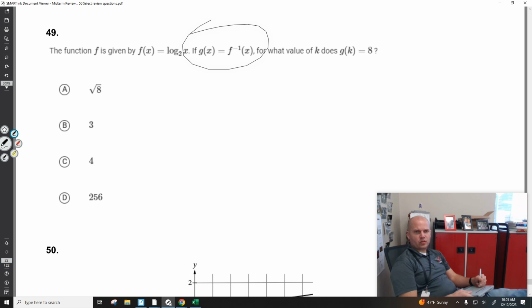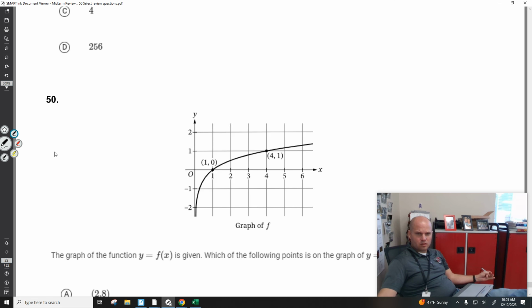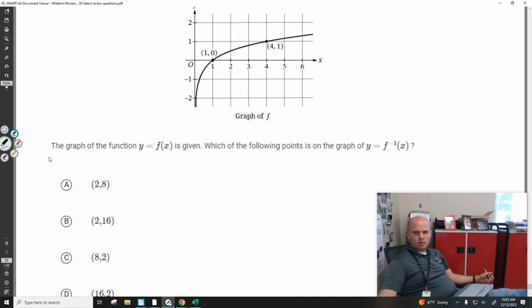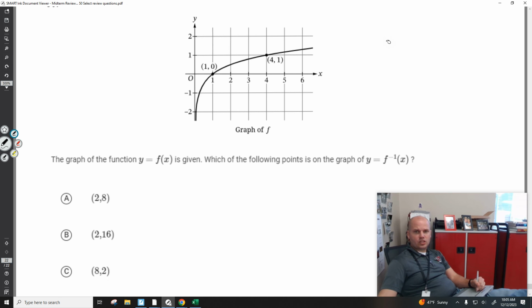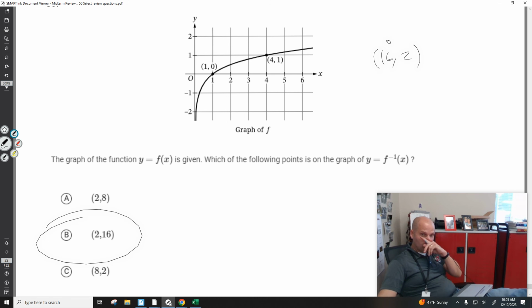If G is the inverse of F, G of x has to be 2 to the x. When does G equal 8? That's x equals 3. Zero, 1, 1, 4. Oh, okay. This is the log function. Times 4, add 1. 2, 16 must be on the graph of the inverse, because 16, 2 is on the graph of this.